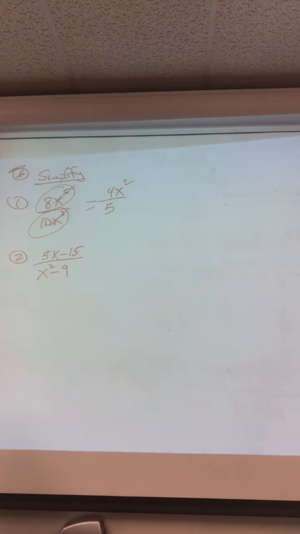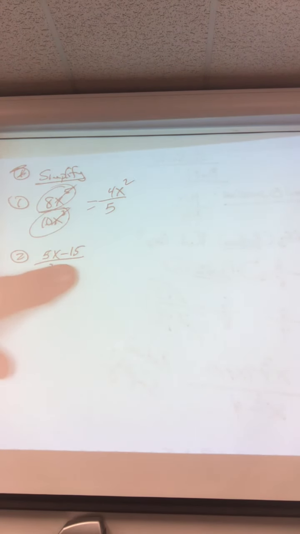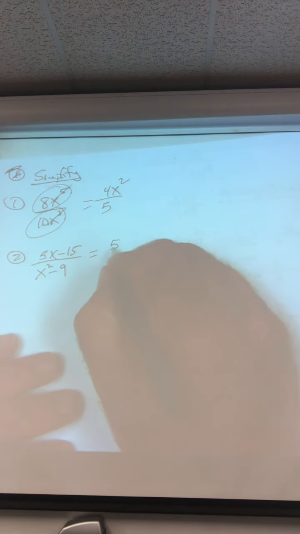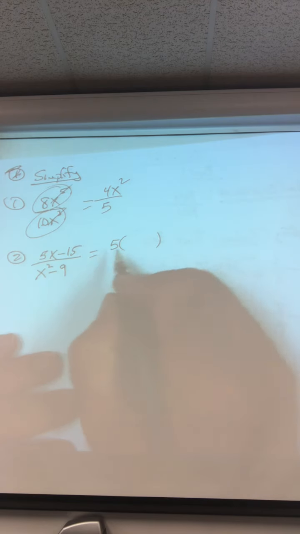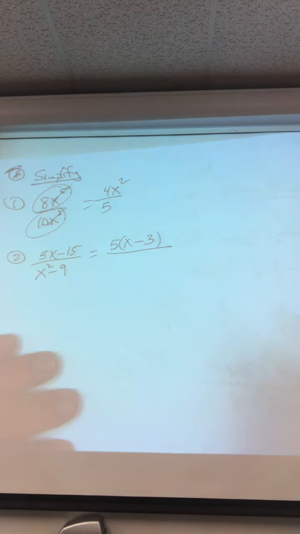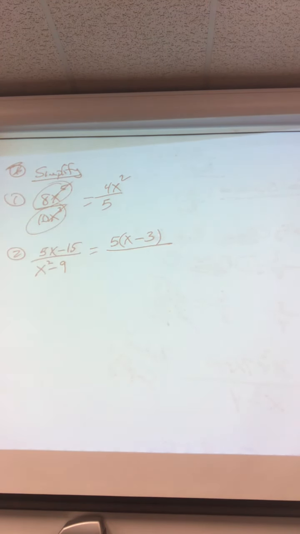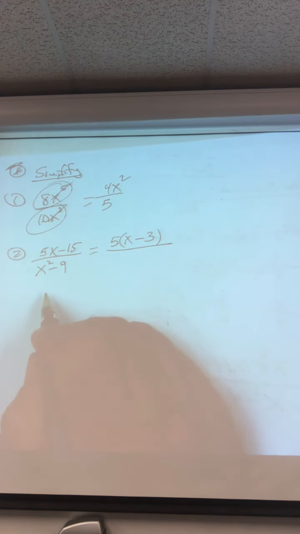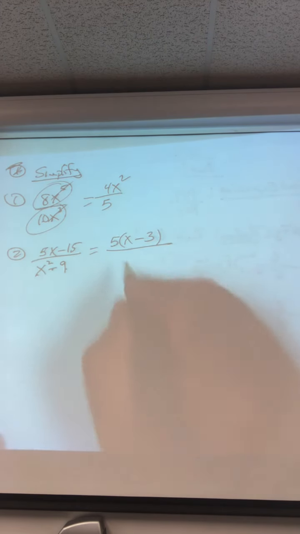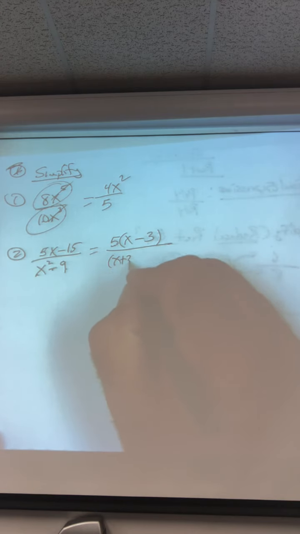All right, so let's just ignore the bottom. How do you factor 5x minus 15? Well, it has a GCF of 5 times. You divide 5 into 5x, you're left with x. 5 into 15 is 3. Over. Now, ignore the top. Look at the bottom. X squared minus 9. Binomial, no GCF. This is the difference of 2 perfect squares. X plus 3 times x minus 3.